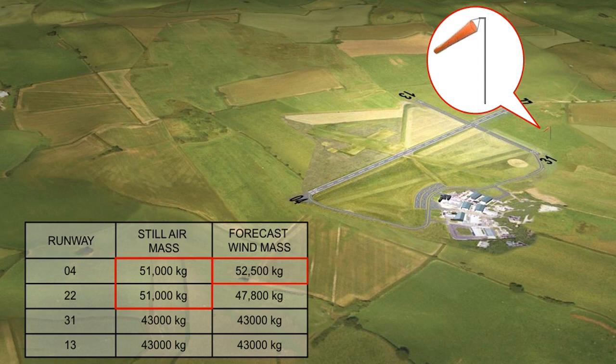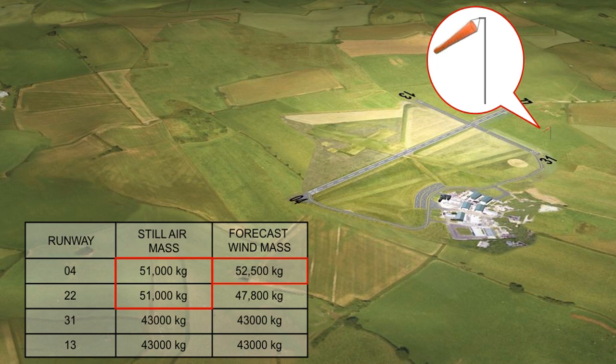If the aeroplane was dispatched at 52,500 kilograms mass, and then on arrival at the airfield, the forecast wind was not experienced and was less than 15 knots, the aeroplane would not be able to land. Therefore, the aeroplane must be dispatched with a mass of 51,000 kilograms. Dispatching the aeroplane with this mass would mean that, no matter what wind conditions prevail at the destination airfield, the aeroplane will have a mass which will allow it to land.